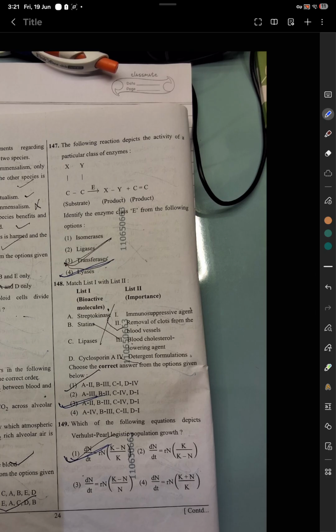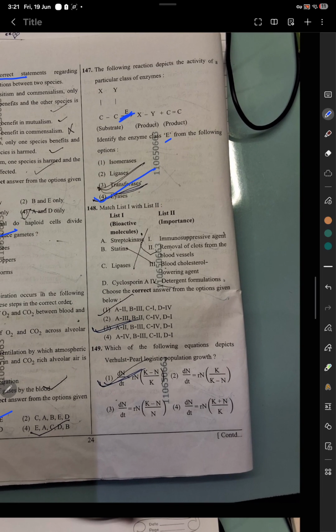147. The following reaction is catalyzed by the activity of a particular class of enzyme. You need to find that enzyme. So identify the enzyme from the following options. Option number 4 is correct.